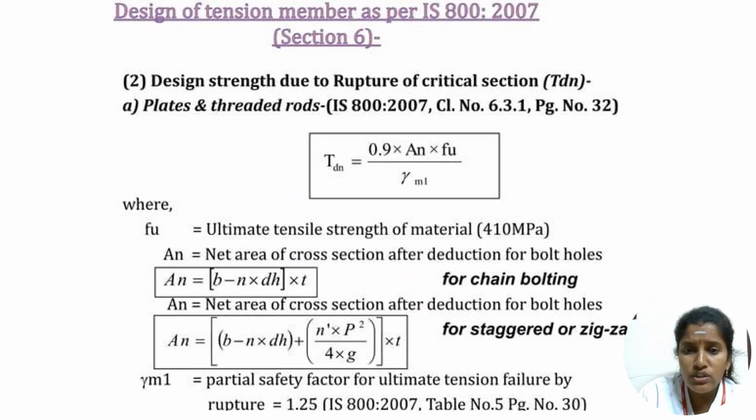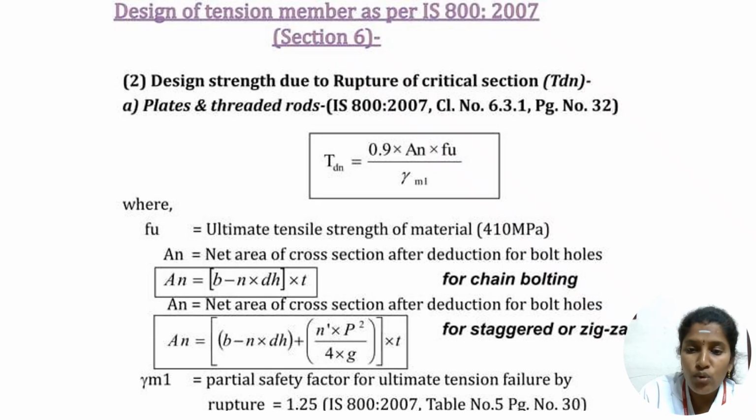Next one, the design strength due to rupture of a critical section. How can it be calculated? Similarly, Tdn is equal to 0.9 An fu divided by gamma m1, right? So this fu is the ultimate tensile strength of the material. Likewise we can also get this from the code. So here we have to consider one more factor. What is the one more factor here?